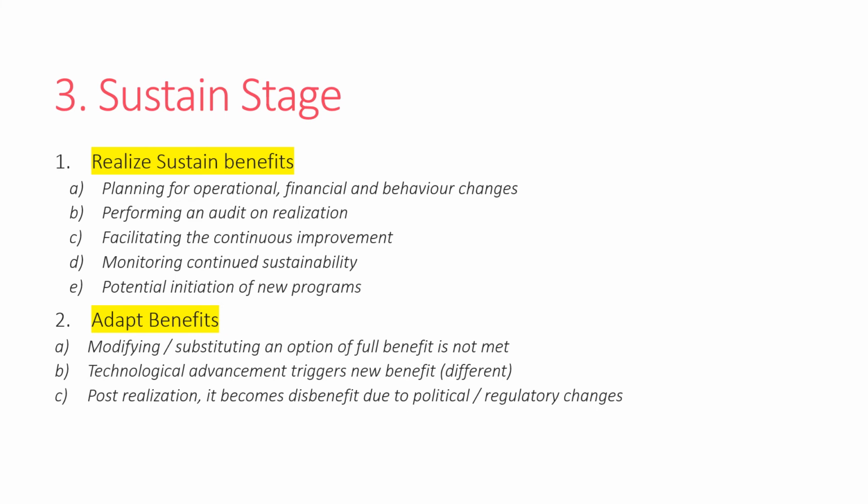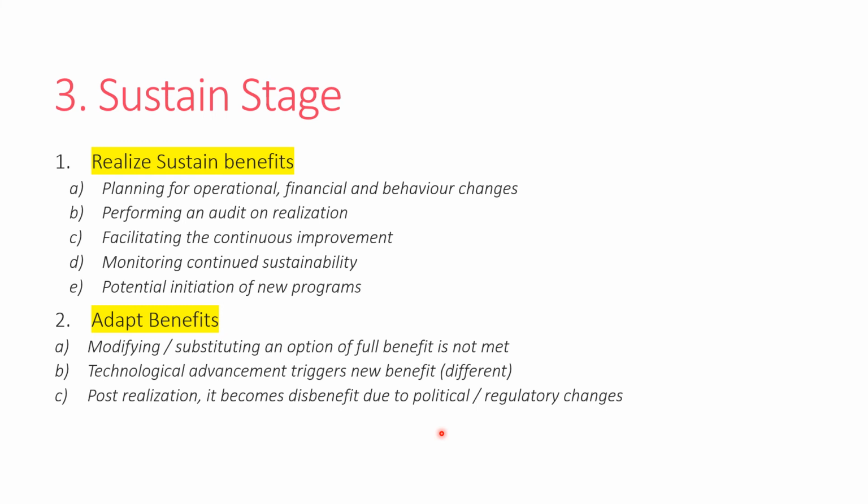The second one is adopt benefits, right? Adopting benefits is about whatever change is happening in the environment; you need to adapt to that. Examples are modifying or substituting an option of full benefit if it's not met, right? So there's a political change, a regulatory change, or something where a disbenefit is happening. Let's say that post realization it becomes a disbenefit due to political and regulatory changes. Either you can modify and substitute, you can create a new benefit, and you can initiate a new program, etc. So you can find an option for adoption.